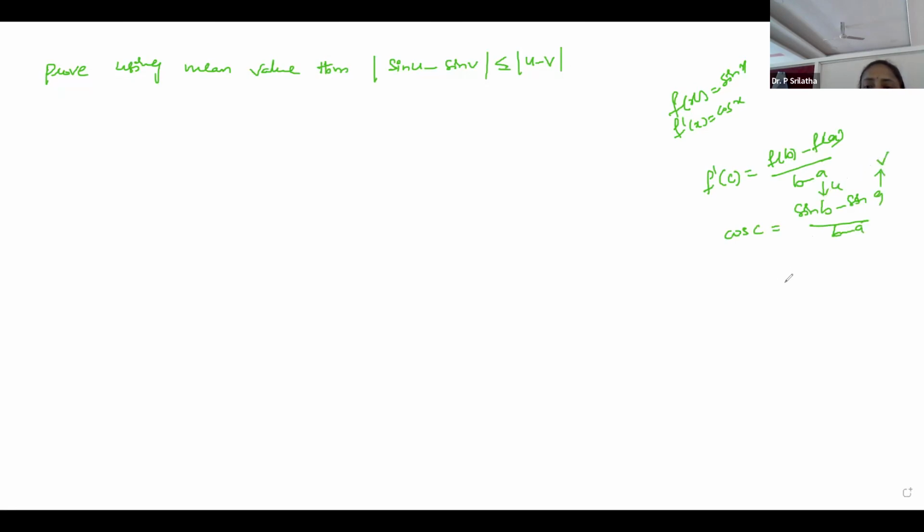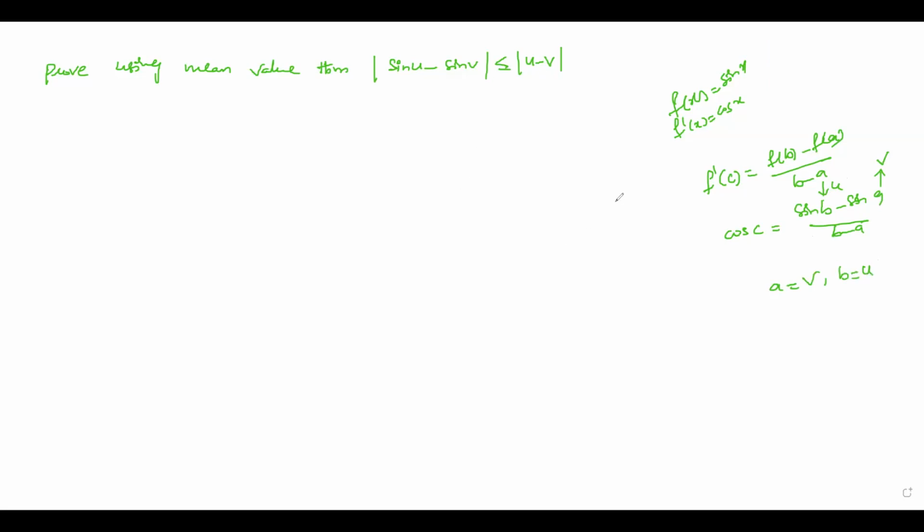So what is the value of a? a is v and b is u. Here the limits are a, b, so a is v and b is u. Here the limits are v comma u. So all of you try this problem.